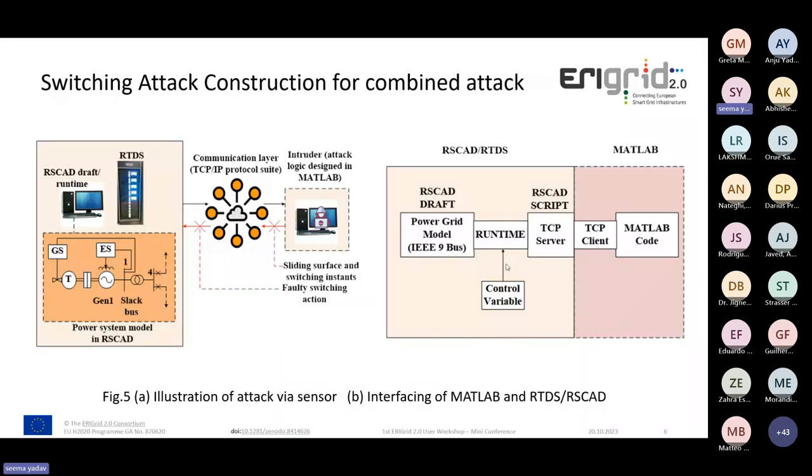We can see in figure 5b what we basically do. We have designed our power grid model, which is a 9-bus model, in the RSCAD draft, and we have used the listen on port command to create the TCP/IP protocol. That will act as a TCP server in the RSCAD script, and will also act as a TCP client in MATLAB. So the intruder will be able to communicate using the TCP/IP protocol to the actual design system.